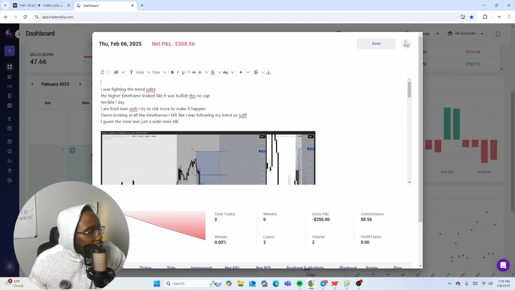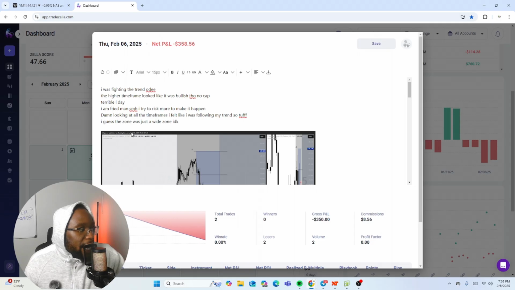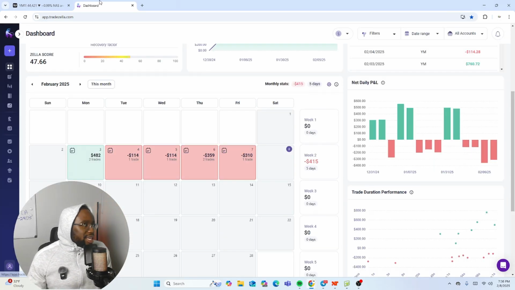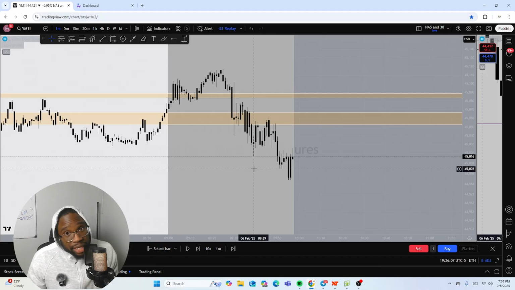I was fighting the trend. The higher time frame looked like it was bullish though. No cap, terrible day. L day. I'm fried, man. I tried to risk more to make this happen. Looking at all time frames, I felt like I was following the trend. This is tough. I guess my zone was just wide. So yeah, I felt like I was in alignment with the trend.